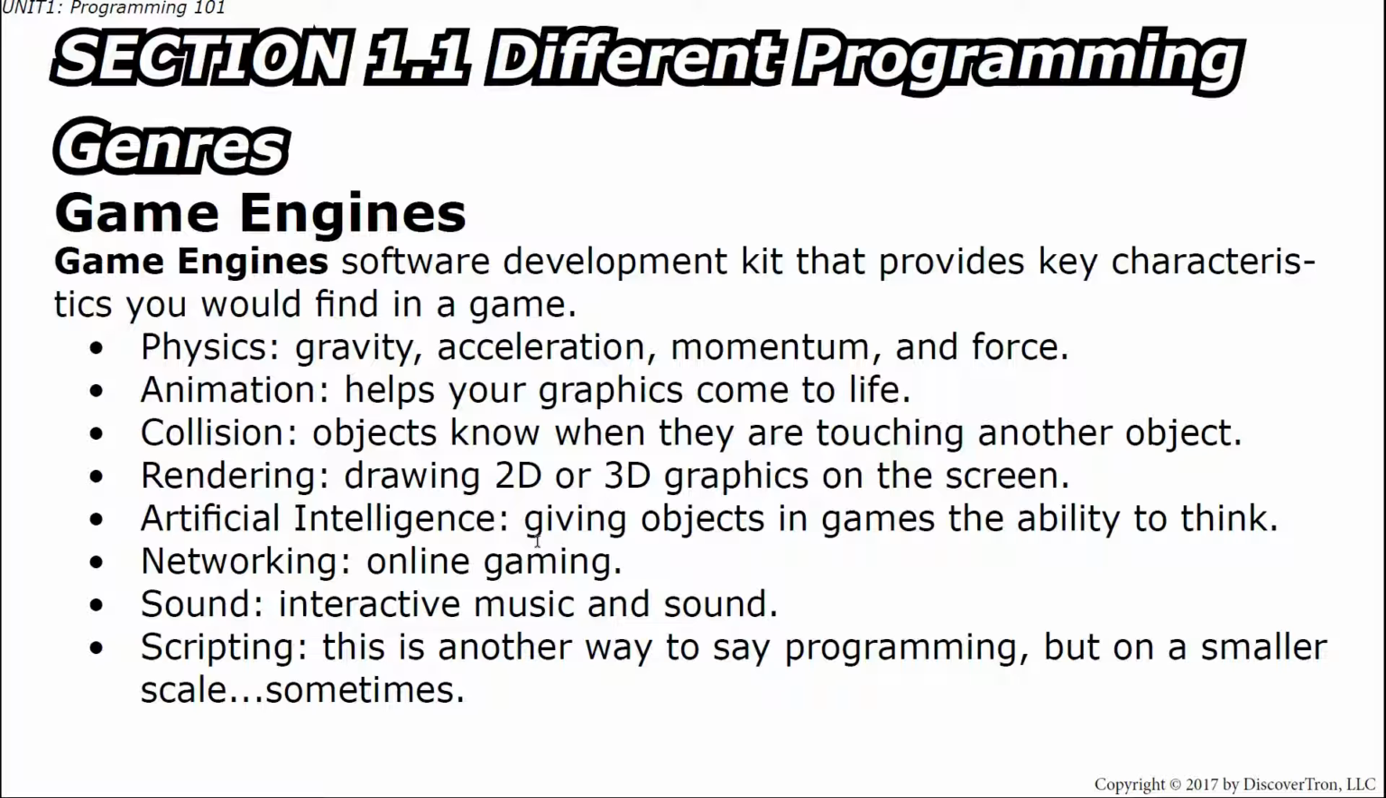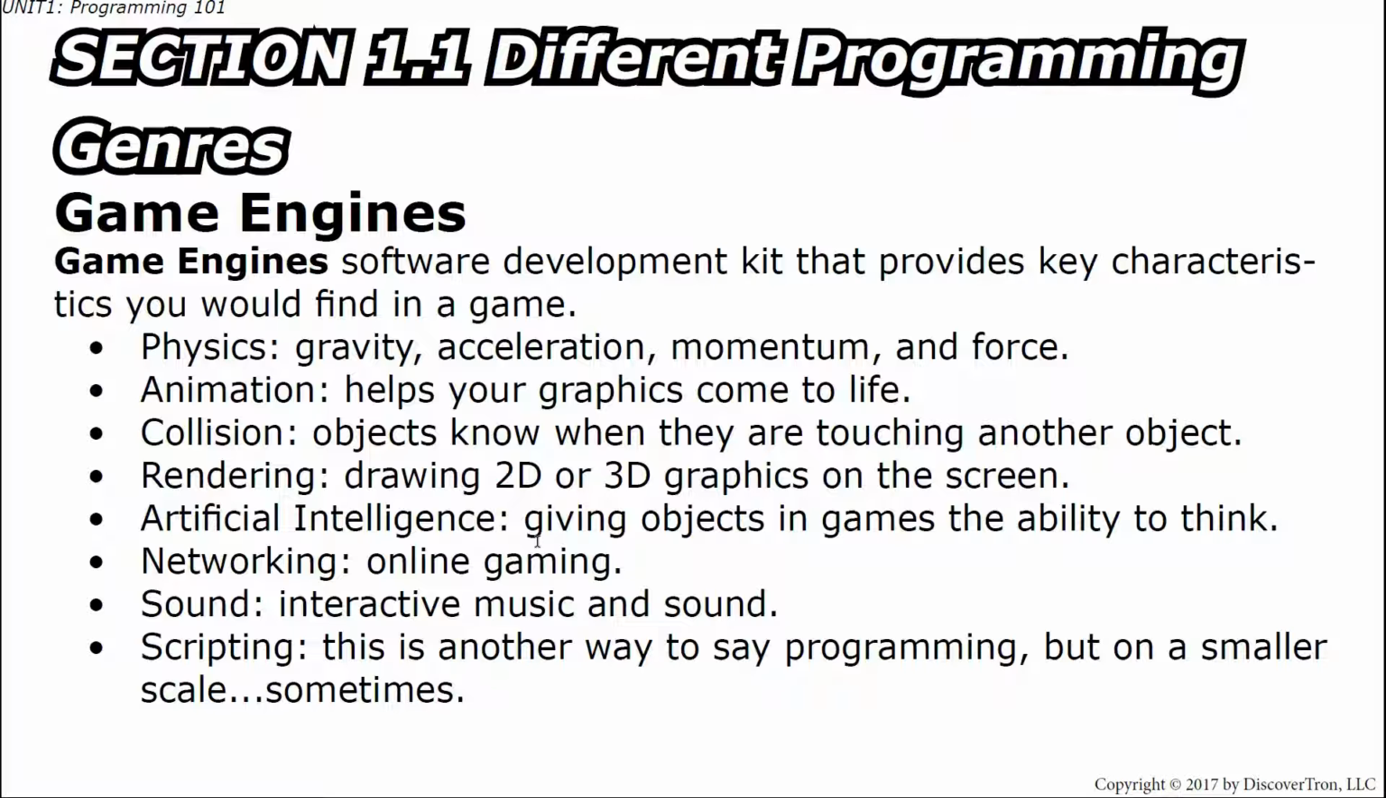Okay, so a game engine is a software development kit that provides key characteristics that you would find in a game. Some game engines give you physics, animation, they help you with the collisions between objects, the rendering of your graphics, whether they're 2D or 3D. Artificial intelligence, it helps take some of the legwork out of having to actually manipulate the computer to almost seem like it's thinking. It allows you to network your games, especially if you want games to be able to have multiple players in an online forum, whether it's a mobile device or like a first-person shooter on your major console systems. Helps out with sound and scripting.